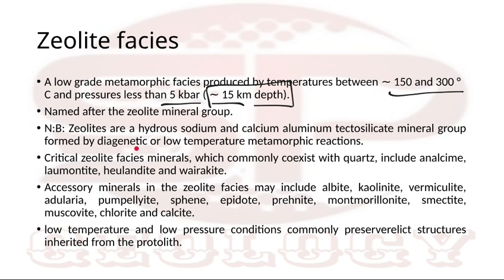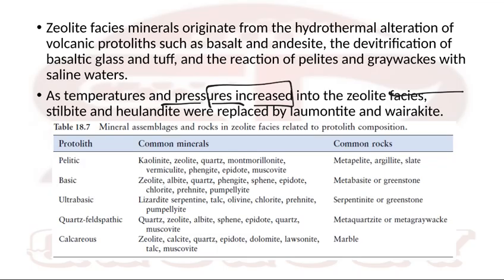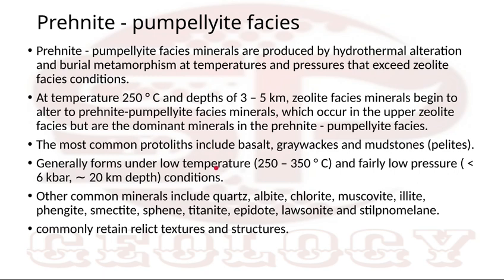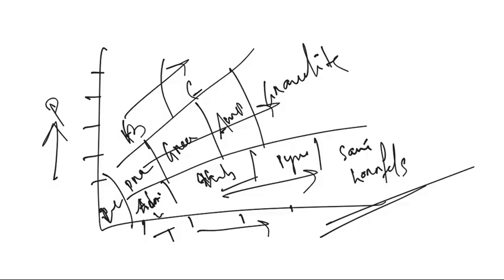Now what happens after the increase of temperature and pressure? This is the table you will just go through. After the increase of temperature and pressure, the laumontite and the chlorites are converted to prehnite, in the lower prehnite-pumpellyite series facies.